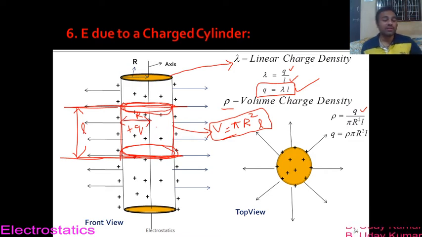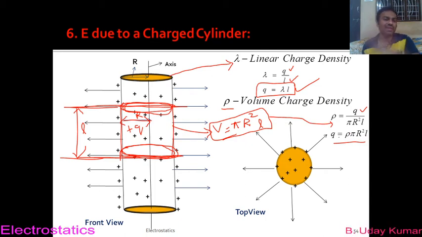To find rho, you have to divide Q by this volume. If you do so, you get rho equals Q by pi R square L, and by cross multiplication I can write Q as rho times pi capital R square L. This is the formula which gives the relation between the charge and the volume charge density that I am considering for this charged cylinder. These are a few formulas you have to understand so that our derivation becomes easier. I am just moving on.